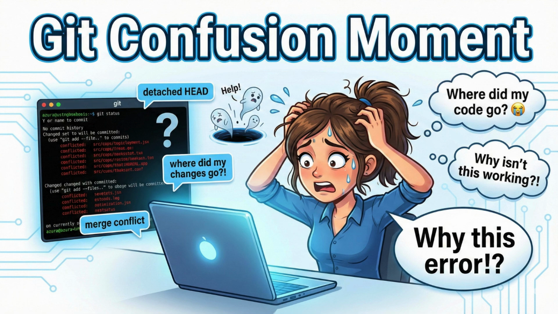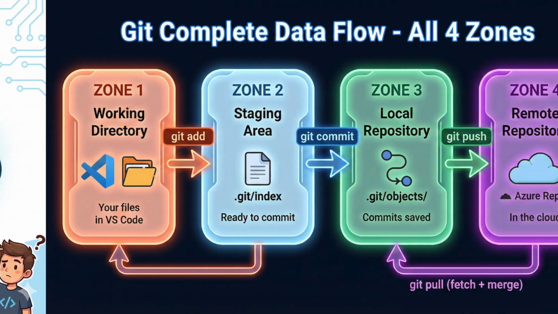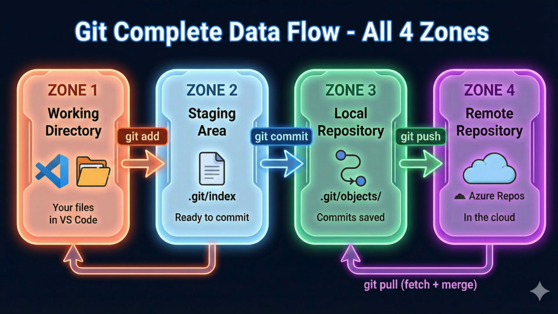Quick question. If you're using Git and sometimes things just don't make sense, like, where did my code go? Why isn't this working? You're probably missing one stupid, simple thing. Most people think Git works in two places, your laptop repo and the remote repo. Actually, it's 4 places. And once you see this, everything clicks. Promise. Watch. Okay, here are Git's 4 zones.